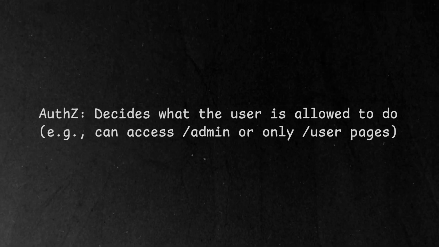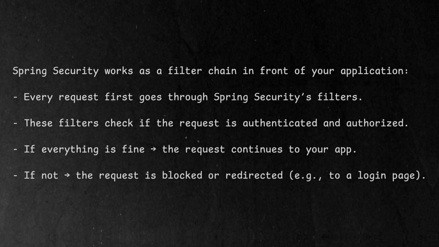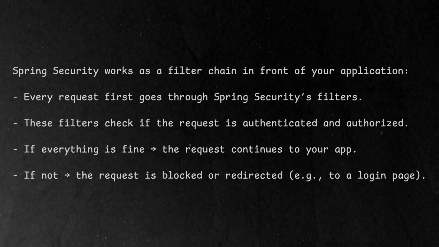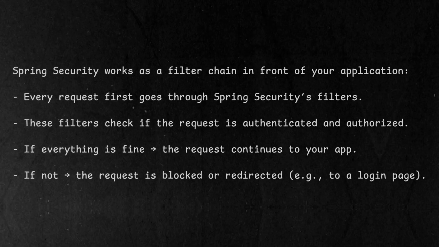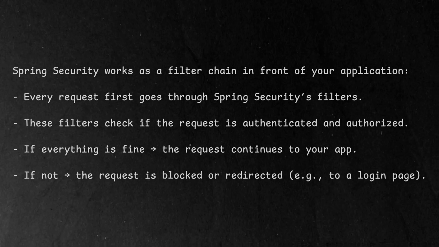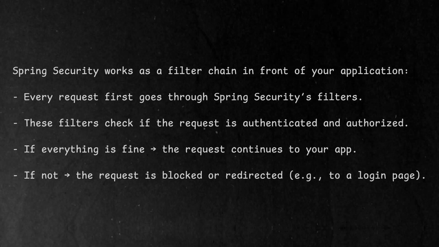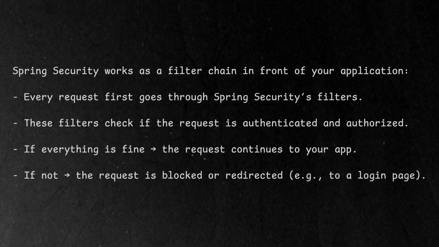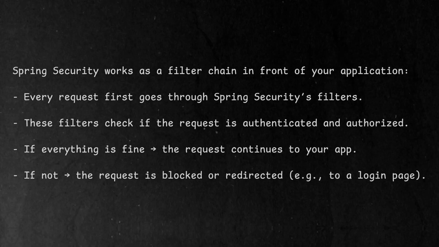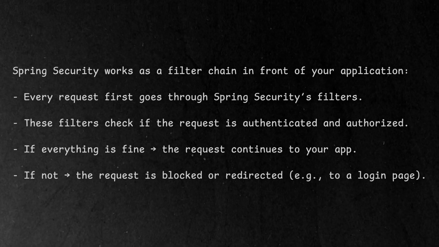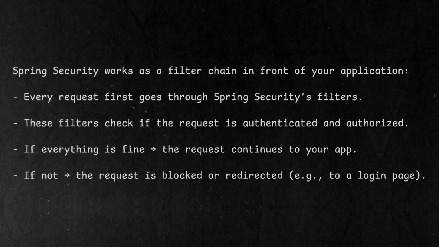So, Spring Security works as a filter chain in front of your application. Every request first goes through Spring Security filters. These filters check if the request is authenticated and authorized. If everything is fine, the request continues to your app. If not, the request is blocked or redirected to a login page or to an error page.